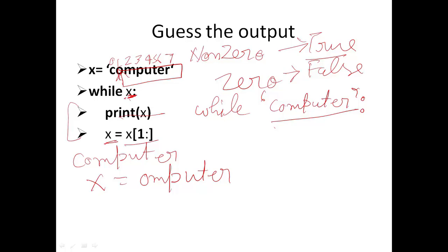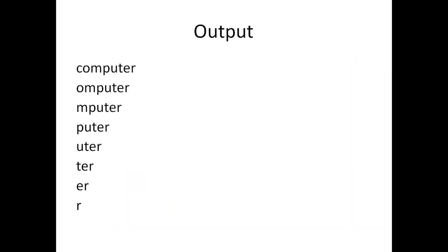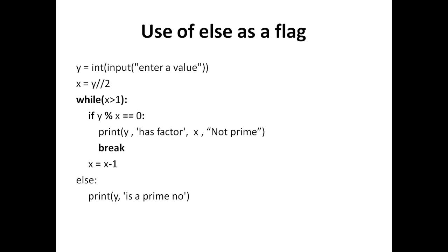So we are going to test the string while "omputer", so this will again evaluate to true. So in this case we will print the message "omputer". Similarly we will get this output. As soon as we reach the last character, there are no more characters left. So let's see the use of else as a flag in the while loop.